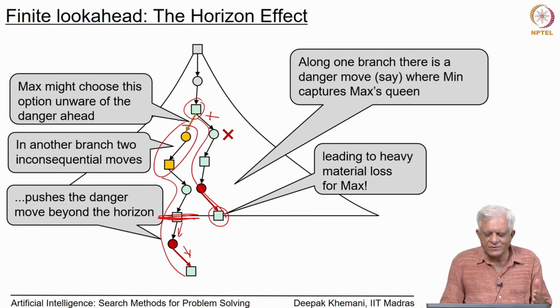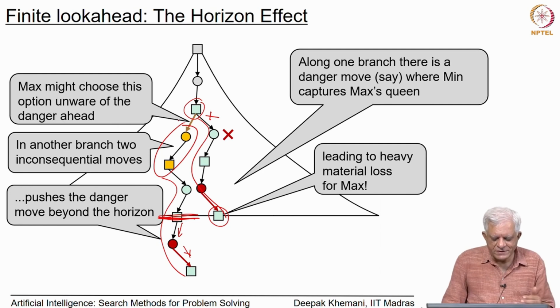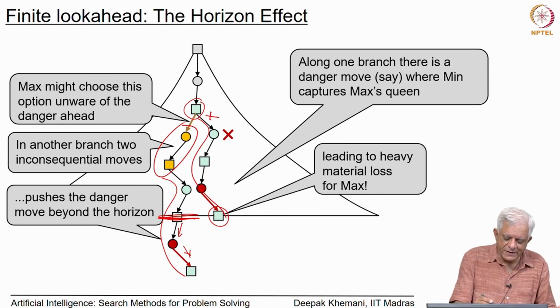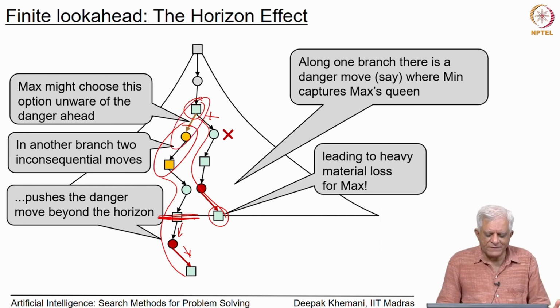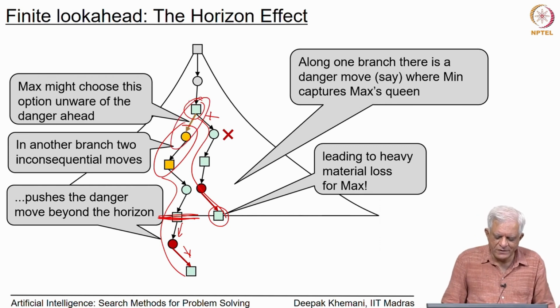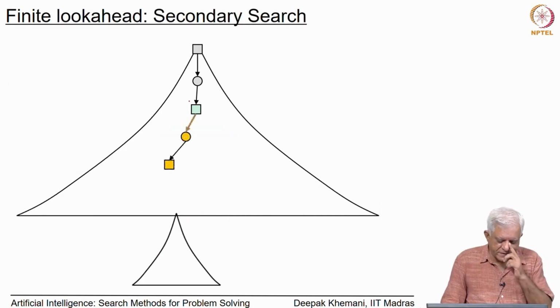And remember that an algorithm will try out all possible moves. So, in some branch these two inconsequential moves will be there, and in that branch this danger move would have got pushed beyond the horizon, and it is possible that Max might actually end up making this move. So, what people have done to take care of this problem to some extent is to do a bit of secondary search.